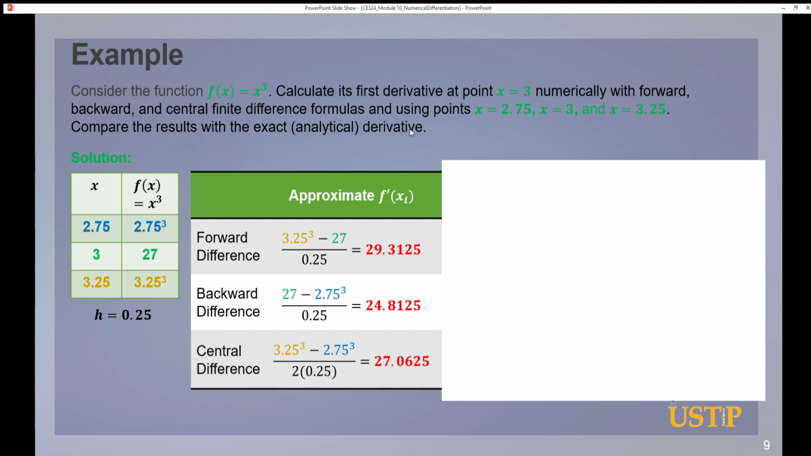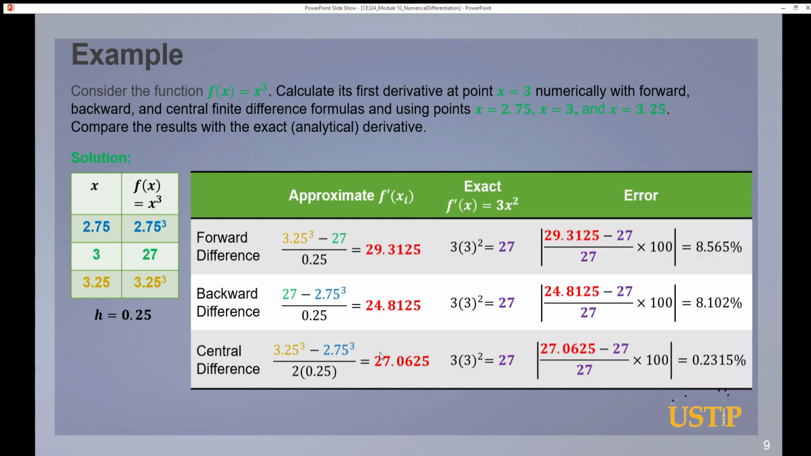Let's try to go with forward difference. What we get is 29.3125. Backward, we get 24.8125, and for central difference, we have 27.0625. The exact number is 27 for all. The errors are just around 8.565, 8.102, and 0.2315. So the errors are very small.